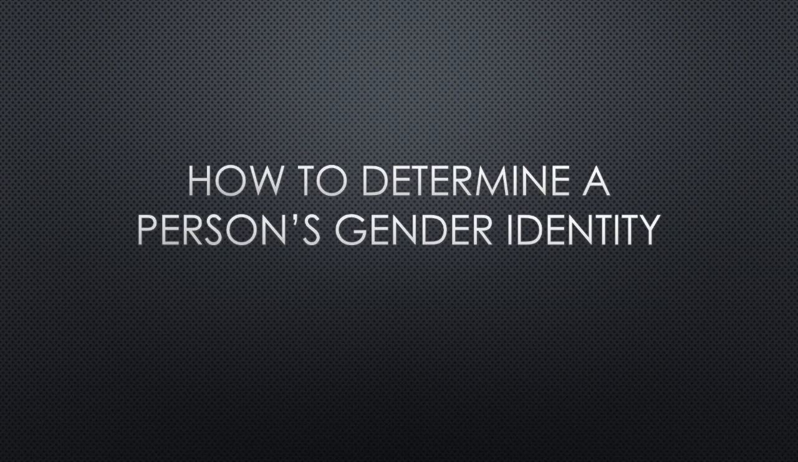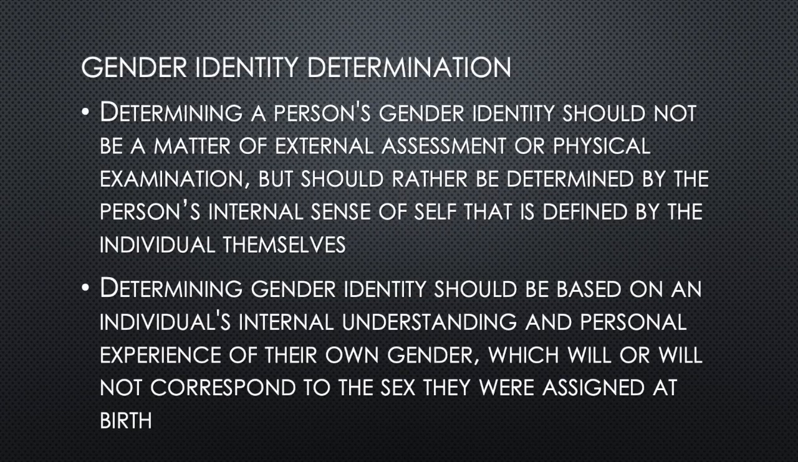How to determine a person's gender identity. Determining a person's gender identity should not be a matter of external assessment or physical examination, but should rather be determined by the person's internal sense of self that is defined by the individual themselves. Determining gender identity should be based on an individual's internal understanding and personal experience of their own gender, which may or may not correspond to the sex they were assigned at birth.